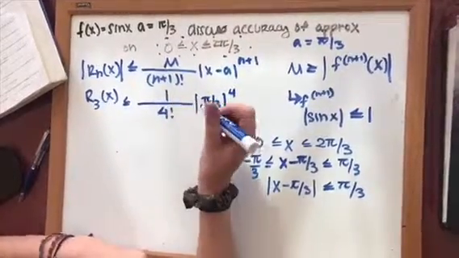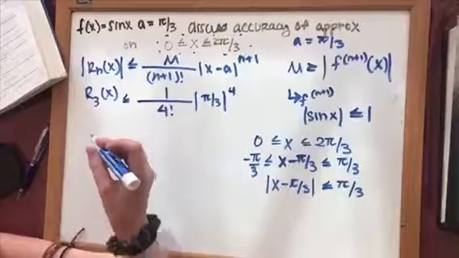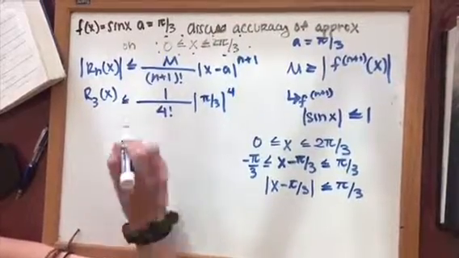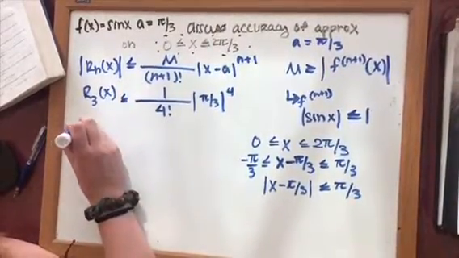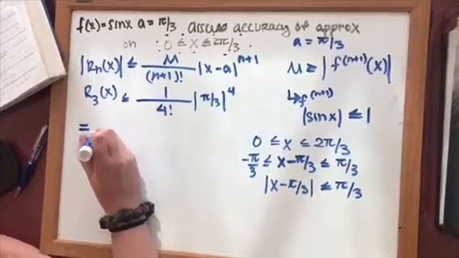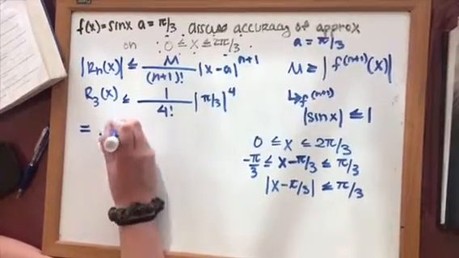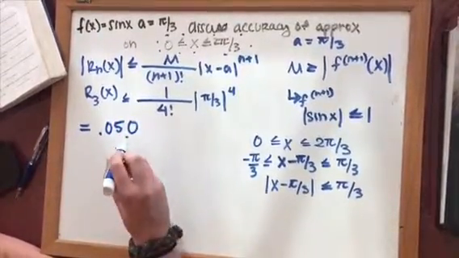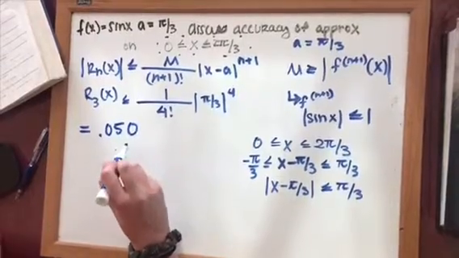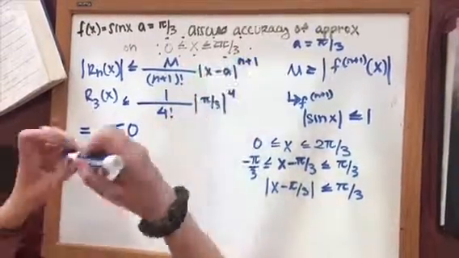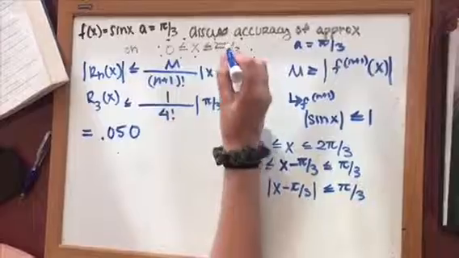So now it's just a matter of plugging it into your calculator, and since this is a calculator problem, you guys will be able to do that. And you get that this answer is equal to 0.050. So that is the largest error you could make when you use 3 terms on the interval 0 to 2 pi over 3.